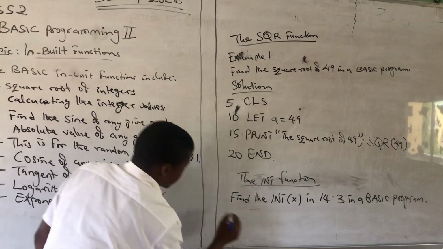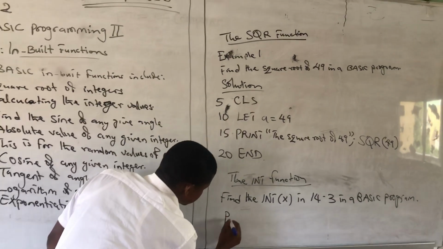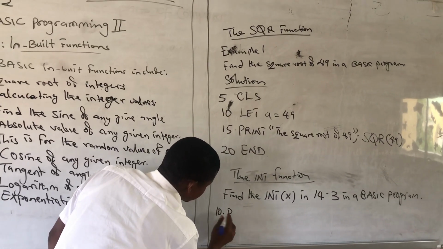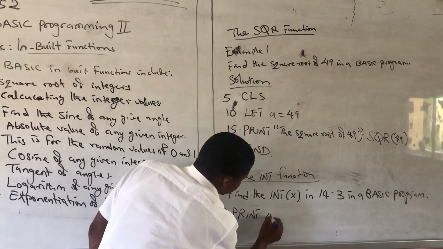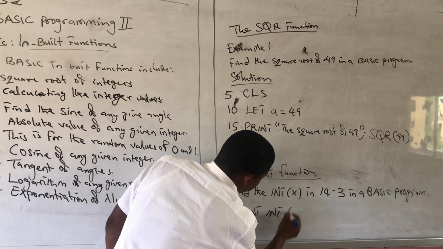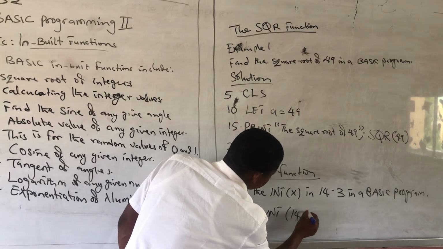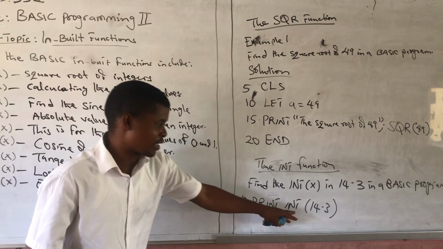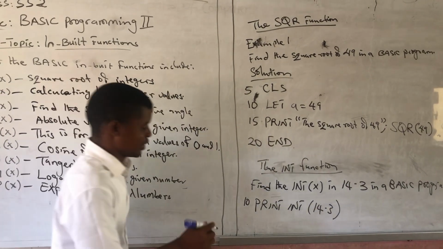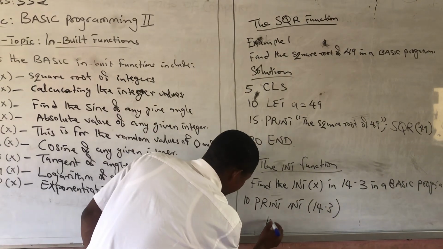this is going to be like this. Print any given number, we'll say PRINT INT 14.3. What the compiler will do when it comes to this line number is going to print just 14 on the computer screen.